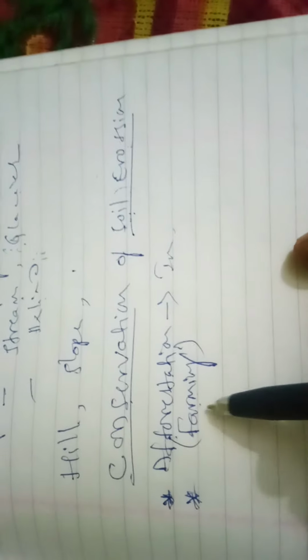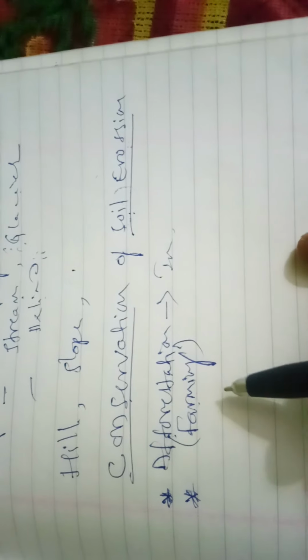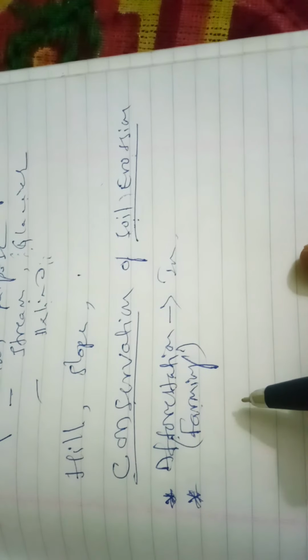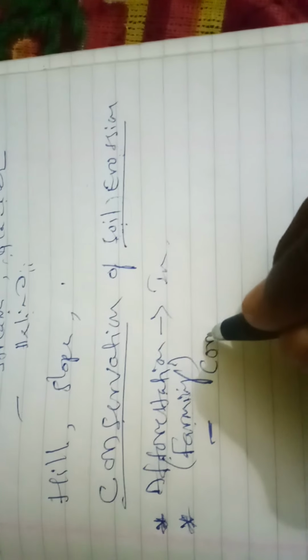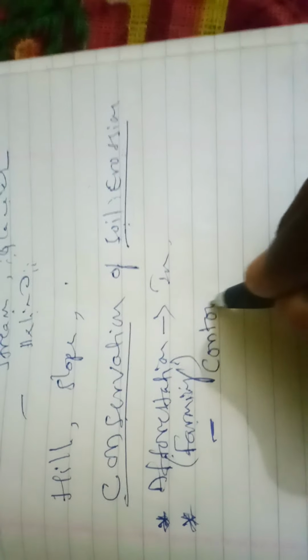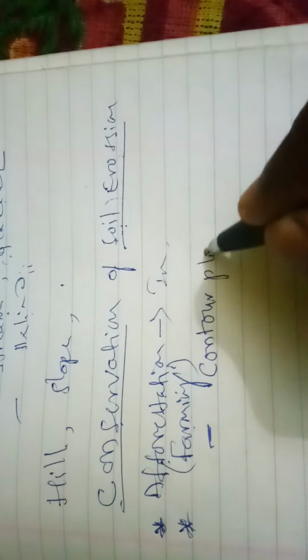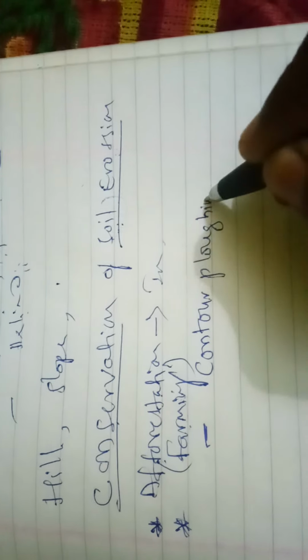Then what are the measures or methods he needs to adopt so that he can overcome the problem of soil erosion? Now we are discussing farming methods. Number one, contour ploughing.